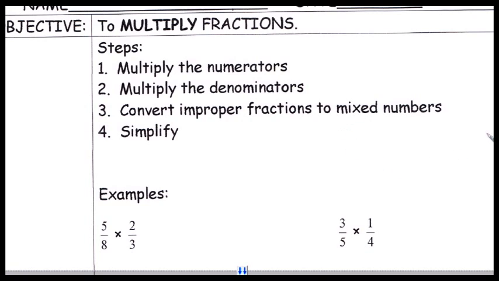Okay, in this video we're going to multiply some fractions. We're going to multiply the numerators, then we're going to multiply the denominators, and then we're going to change any improper fractions that we ended up with to a mixed number, and if we need to, we'll simplify. And number 3 and number 4 are not going to have to be done every time. Just whenever we have improper fractions, that's when we'll do number 3, and if we need to, we'll have to simplify. But remember, 1 and 2 you always have to do. Not very hard. Here we go.